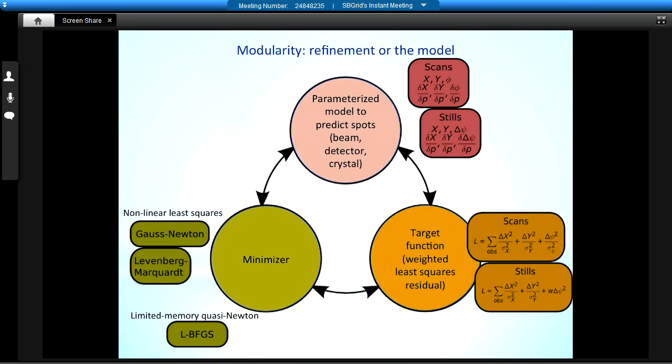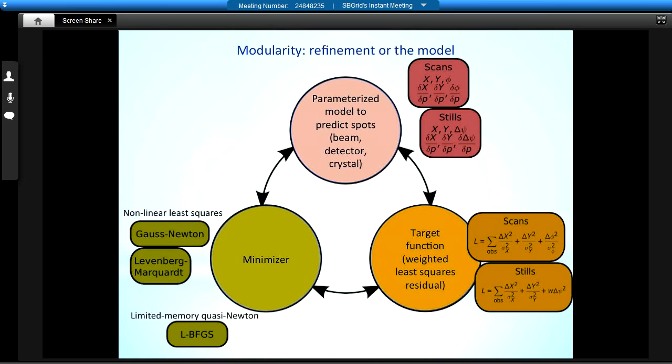refine the model. So again, the model, as I said, consists of a beam, detector, and crystal representations. And then in order to refine this model, we have a target function. The target function measures where the model predicts spots will be versus where we actually observe the spots. We develop a target function that will minimize the square difference between those two things: delta x squared, delta y squared, and delta phi squared. And we adjust the parameters in the model to minimize this target function.